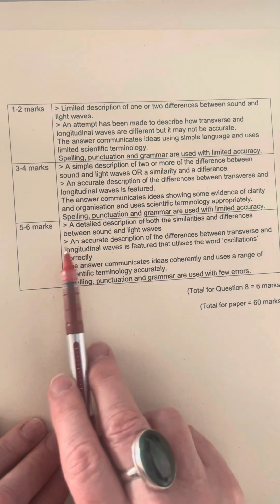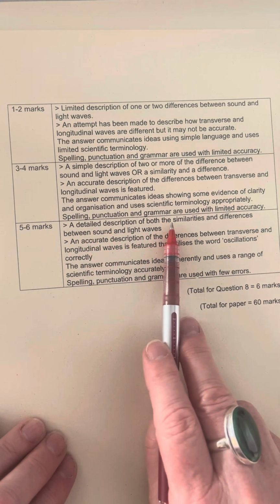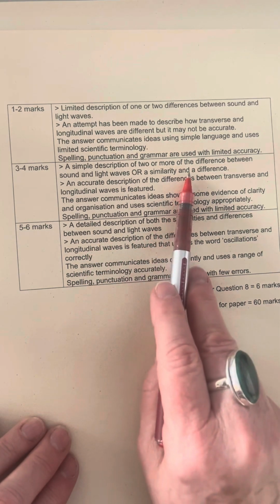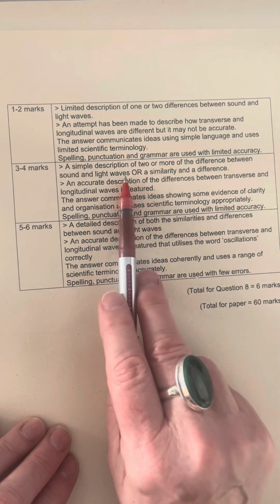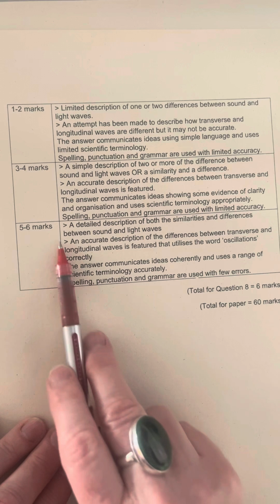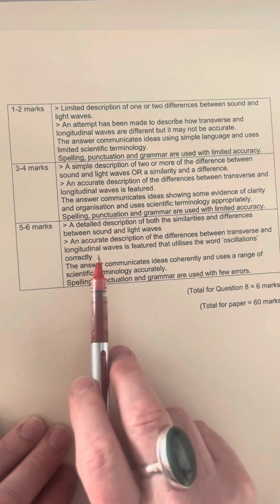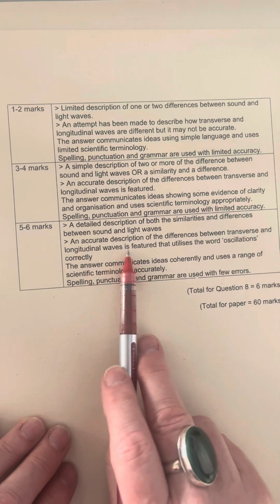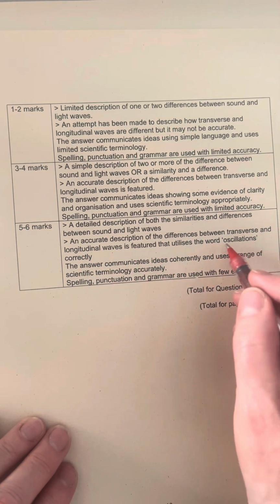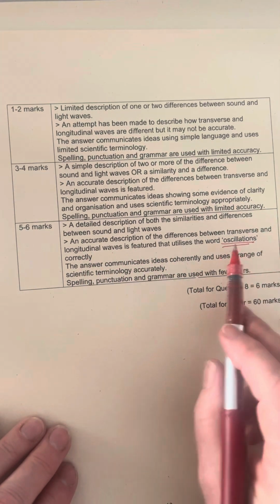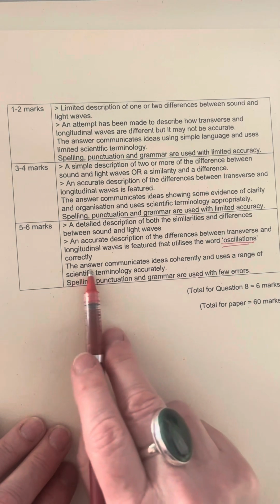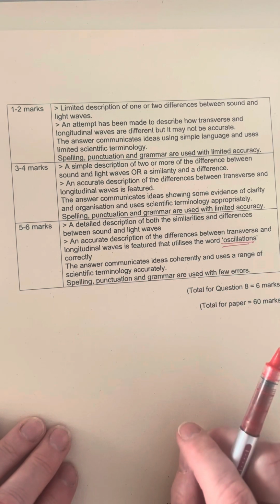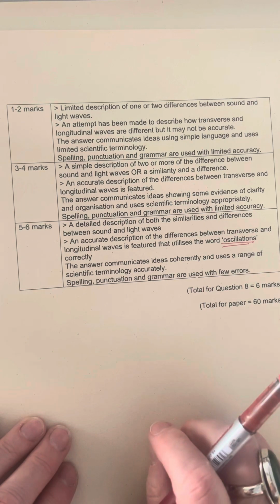To get 5 to 6 marks, you need a detailed description of both similarities and differences between sound and light waves. Basically, we're looking for more than 2 differences and similarities to get 5 or 6 marks. An accurate description of the differences between transverse and longitudinal waves that uses the word oscillation, so we need to make sure that oscillations are used correctly. And the answer communicates coherently using a range of scientific terminology accurately, and SPAG is used with few errors.